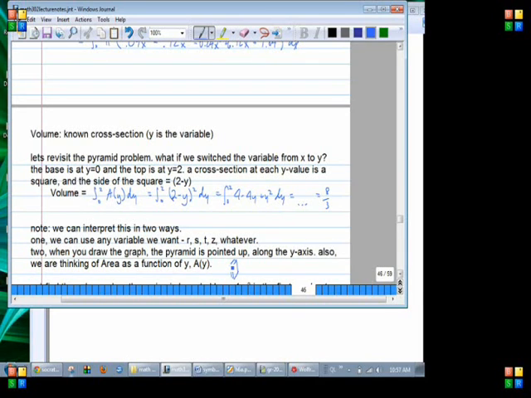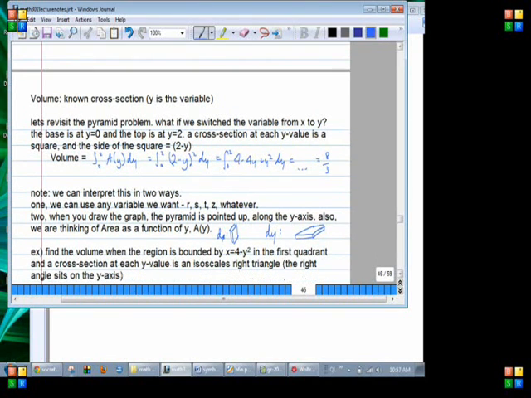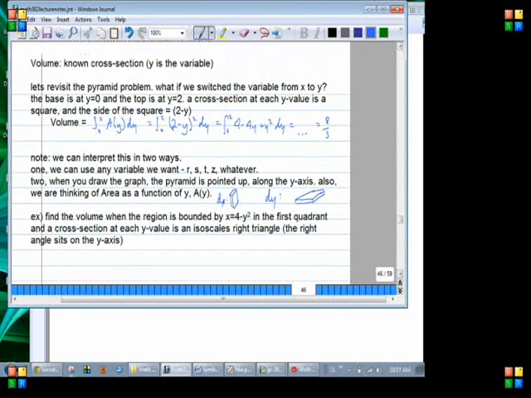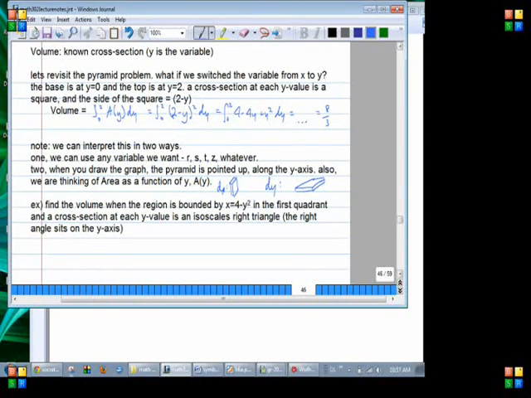There we go. So where dx gave you a slice that looked like that, where the width was going along the x-axis, what do we now have? We now have a little dy that goes vertically along the y-axis. And slices are squares like that. Okay. So this now lets us do problems with objects oriented in a different fashion.